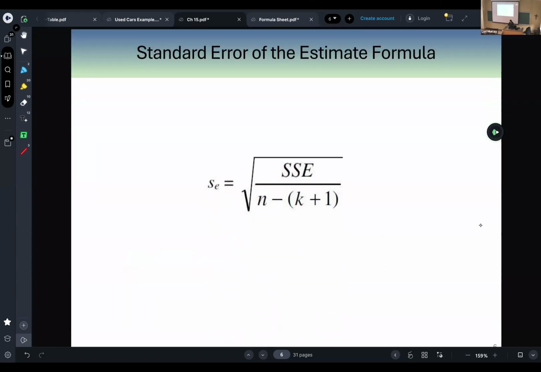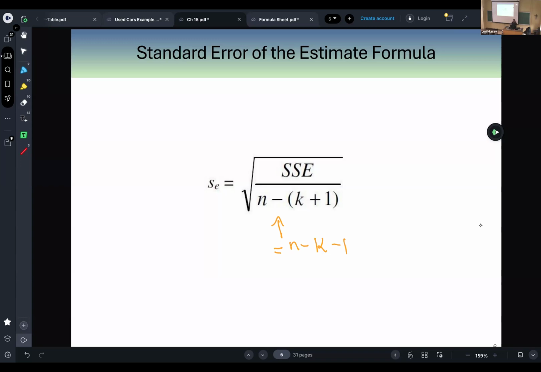By the way, sometimes the book will show it as n minus k minus 2, but if you look at this, n minus k minus 1, that is the same. If you see it as n minus, with a bracket, k plus 1, it's exactly the same as n minus k minus 1 when you remove the bracket. Just some little algebra there. It's exactly the same.